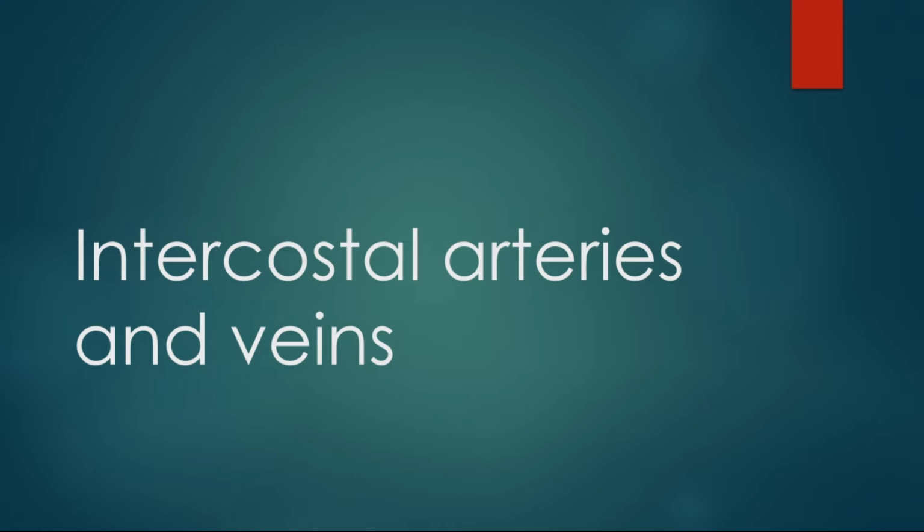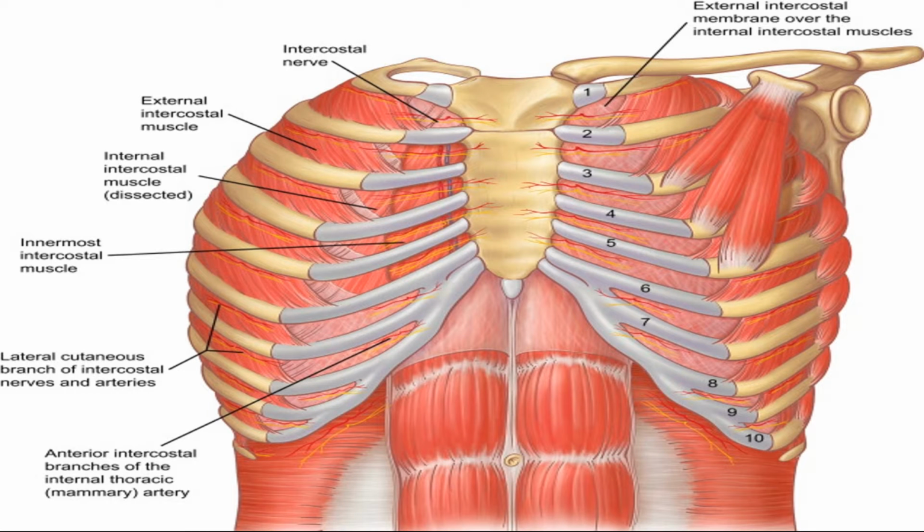We were learning the anatomy of the thoracic wall, and today we will see the intercostal arteries and intercostal veins. As I said earlier, there are 11 intercostal spaces, so there will be 11 pairs of intercostal arteries and veins. First, let's discuss the arteries of the intercostal spaces.